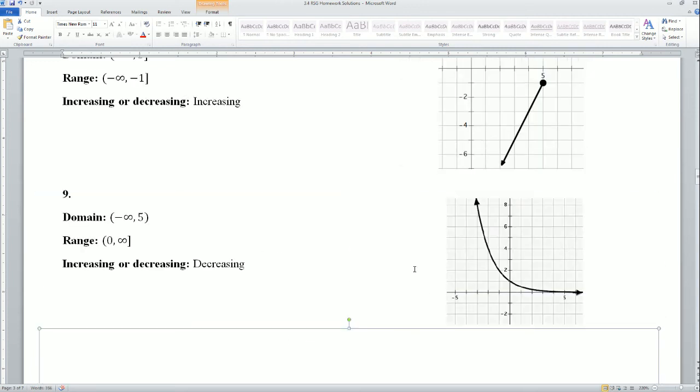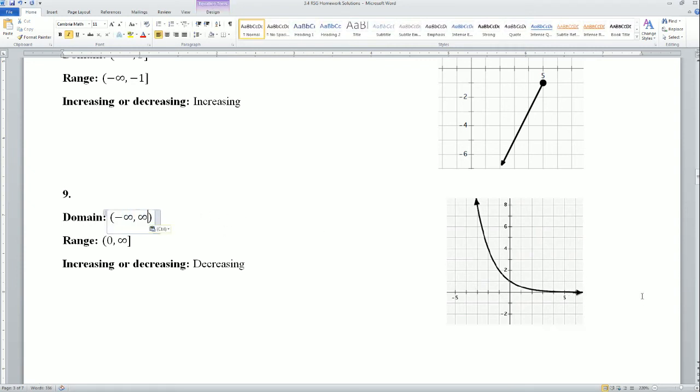Next one, 9. Here we see the arrow right here, so it starts from negative infinity, goes all the way here, the domain. Ooh, no, it kept going, so this should be positive infinity. Yeah, look, it goes all the way to the right. The range, however, the lowest value it ever touches here is 0. It's open at 0. It goes all the way up, which is positive infinity.